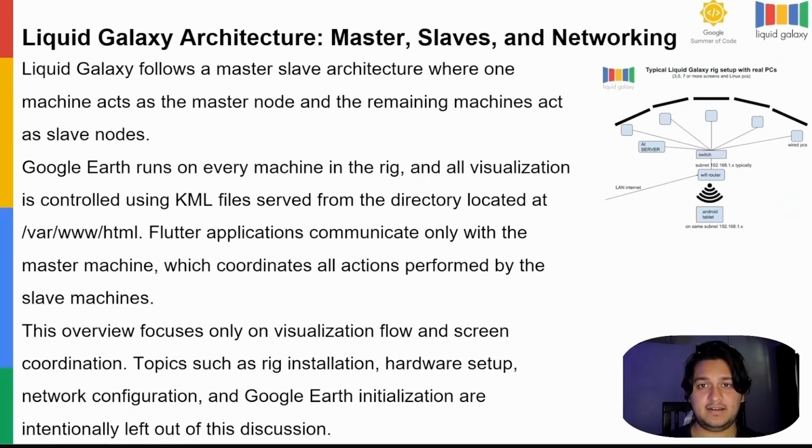To understand screen targeting, it is very important to understand the architecture of Liquid Galaxy. Liquid Galaxy runs on a master-slave architecture, where one machine is the master machine and the rest of the screens are driven by slave machines. Google Earth runs on all of these machines, including the master and the slave machines. However, the Flutter application does not communicate directly with all of these slave machines. It is a very common beginner mistake to try to SSH into each screen individually. However, that approach only leads to permission issues and a lot of confusion.